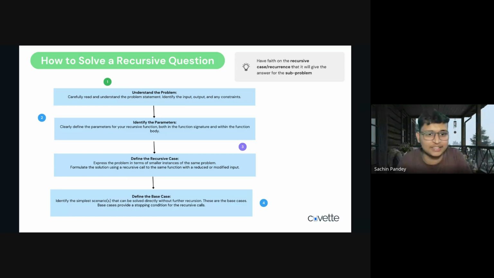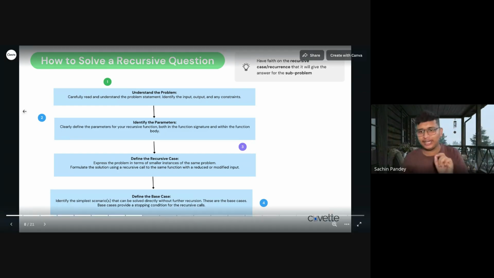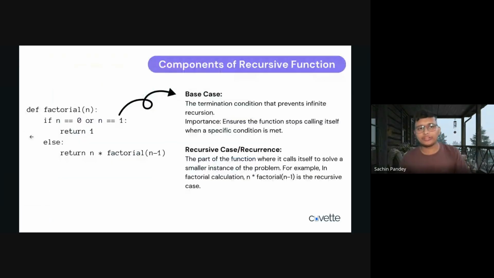What does it mean? Recursive leap of faith. See here, very simple, guys. You need to have a recursive leap of faith, because the majority of the people I have seen start drawing. If you have tree recursion, where one function is calling multiple functions, people draw and dry run, which is absolutely good. But a quicker way is to think that this recurrence will give me the answer. I have trust in him, he's my friend, something like that.